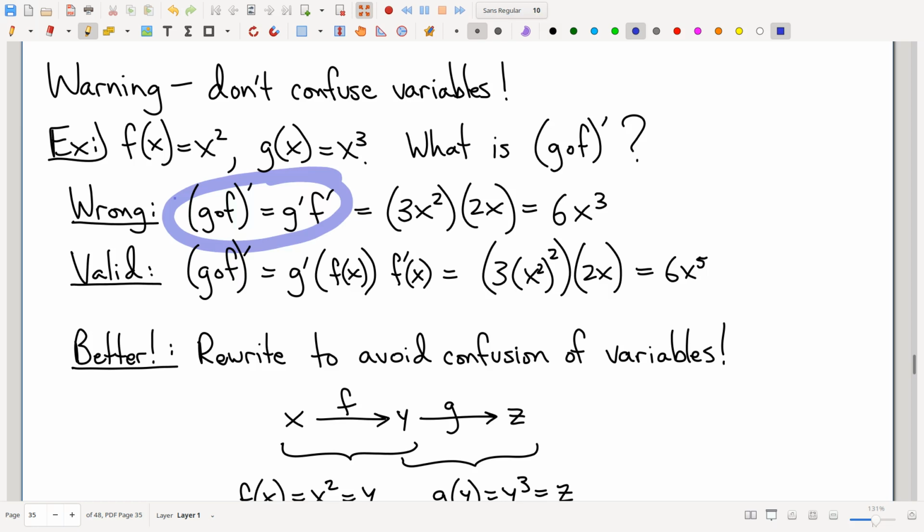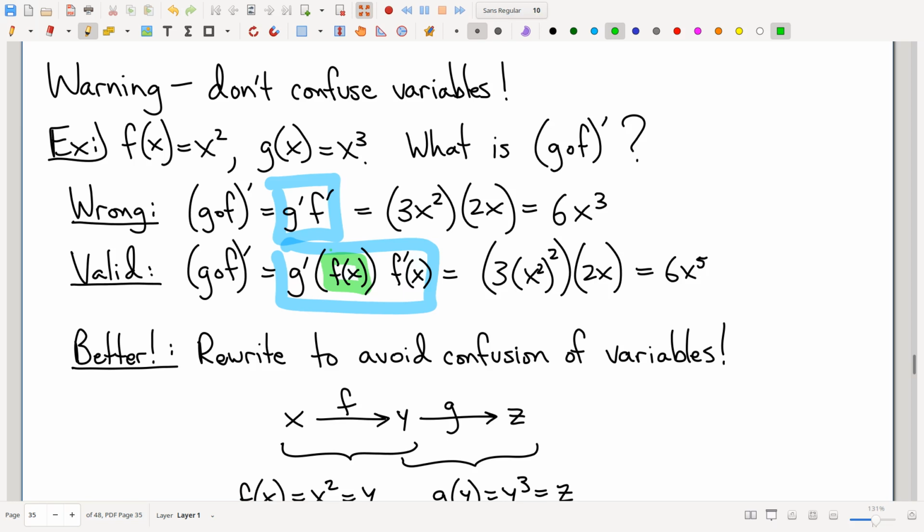Right? You can compute these derivatives. The derivative of g is 3x squared, and the derivative of f is 2x, and you get 6x cubed, which of course is wrong. And the reason we got a wrong answer is because, in fact, the whole point, one of the points anyway, is that the g prime has to be evaluated at the correct input point, and I didn't do that. It's one point of view on that, right?